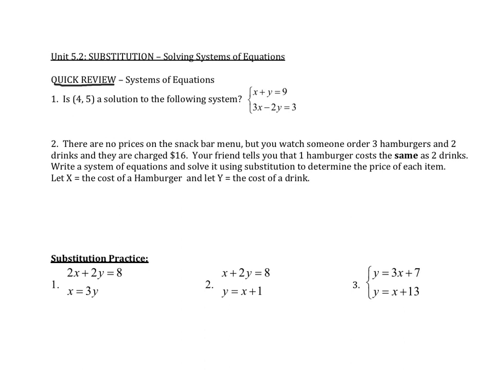So question 1 says, is this coordinate point 4, 5 a solution to the following system? So what I'm doing is I'm giving you these systems of equations and I'm asking you to solve them with substitution. Well, let's say we got an answer like 4 comma 5. How do we even know if that's right? How do we check that? And this is what we're going to do. There's a couple ways we can do this.